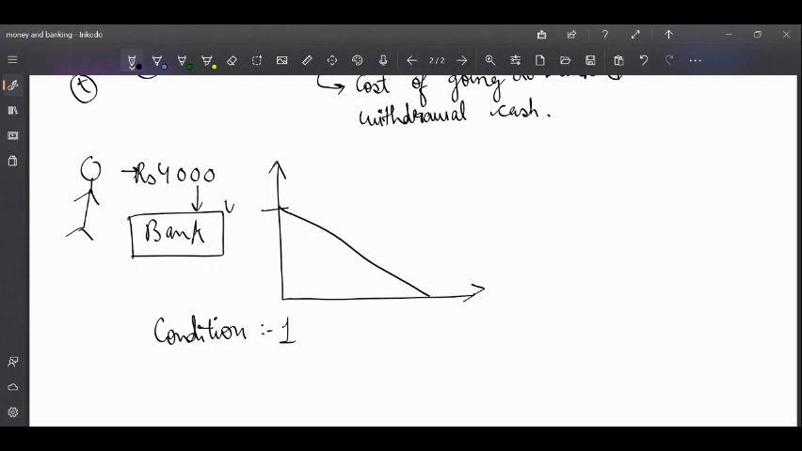This is 4,000 rupees and he has taken out all the money, all his income, and here it's expenditure. So after the month he'll have zero money left. He'll be spending all the income he's getting.